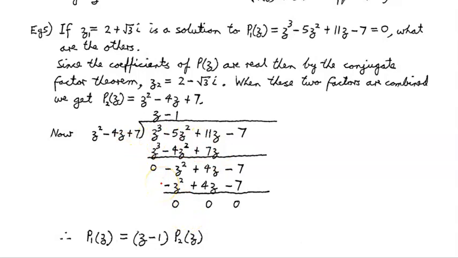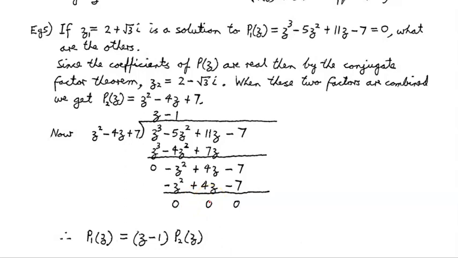Now let's divide again. z squared into minus z squared is minus 1. Minus 1 times z squared is minus z squared. Minus 1 times minus 4z is plus 4z. Minus 1 times plus 7 is minus 7. And then when we subtract these two, we just get 0. So there's no remainder here, it divides evenly in.